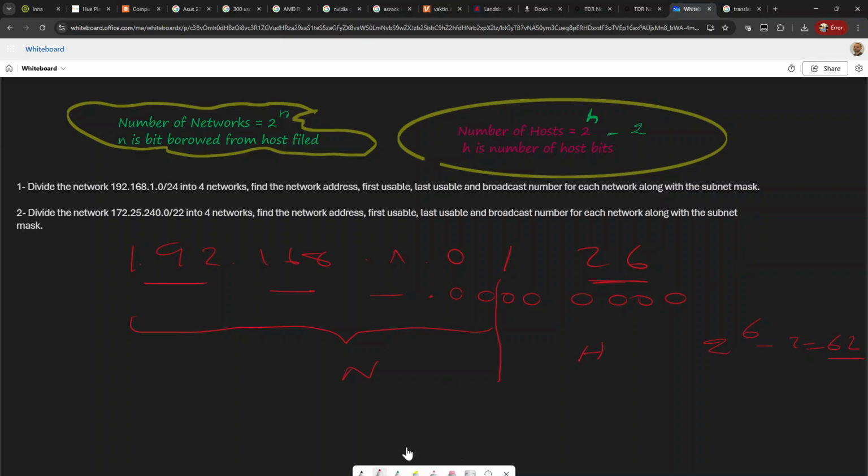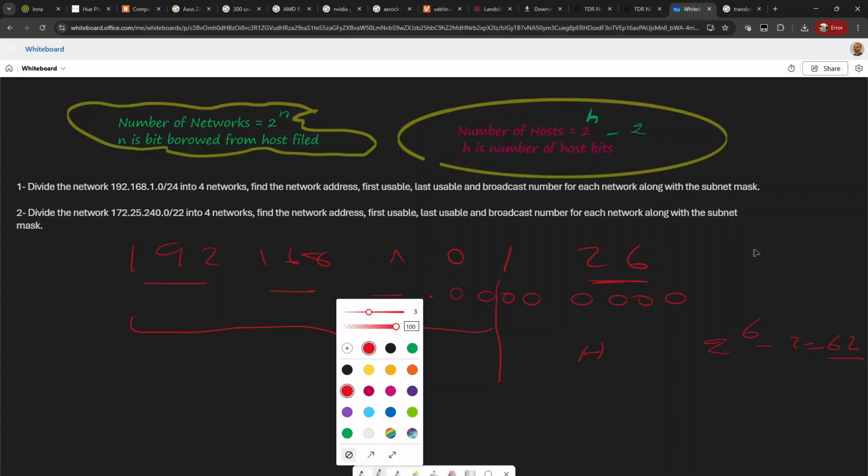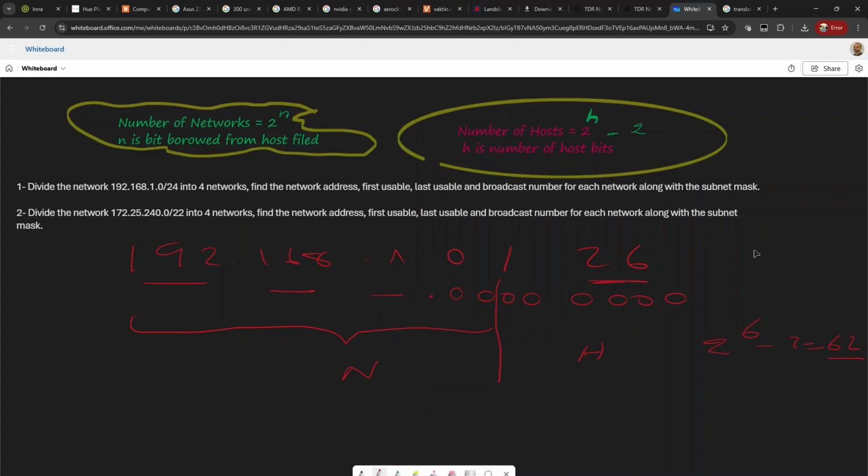Let me grab my pen here. Then let's write down the formula. So 2 to the power of n should be greater than or equal to 4. So what will be n? How many bits do we need to borrow in order to get at least 4 networks? Is it 1? If we borrow 1 bit, 2 to the power of 1 is 2, and 2 is not greater than or equal to 4. Then 2: 2 to the power of 2 is 4, and 4 is greater than or equal to 4. So 4 is equal to 4, then we need to borrow 2 bits.